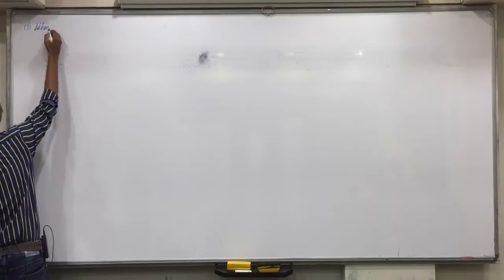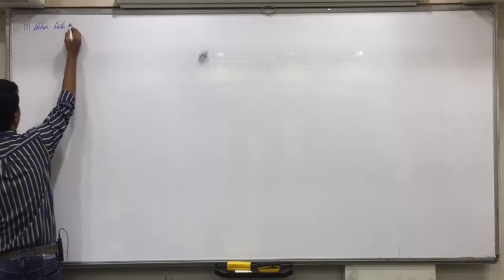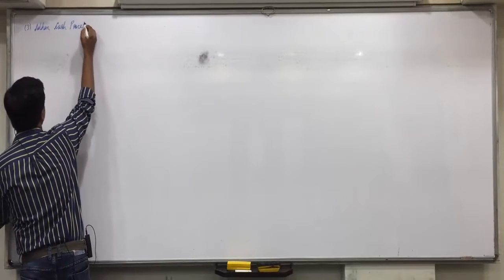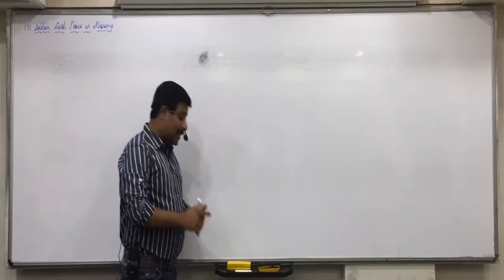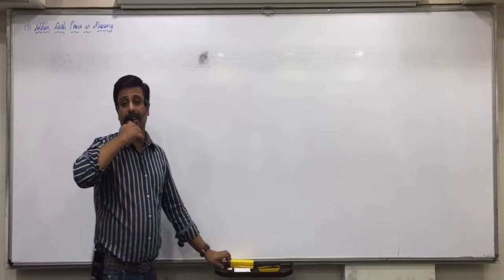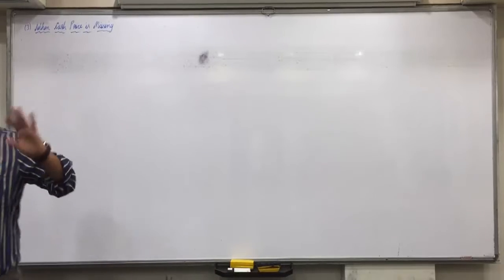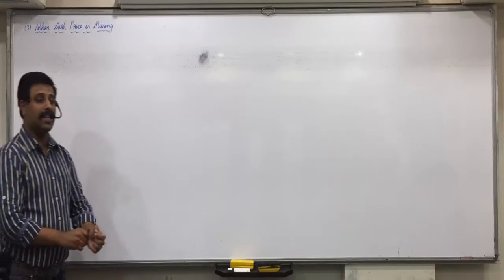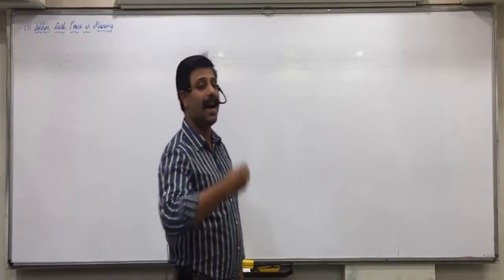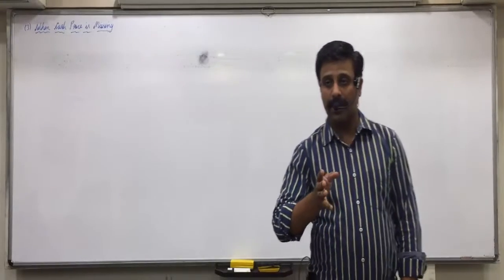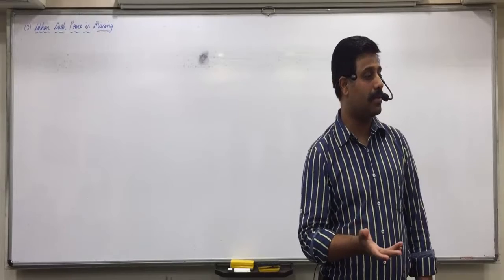You give the heading "when cash price is missing." When cash price is missing, how do we make the workings? Accounting entries are going to remain the same. Workings will change. Basically, cash price missing means we cannot start the entries.